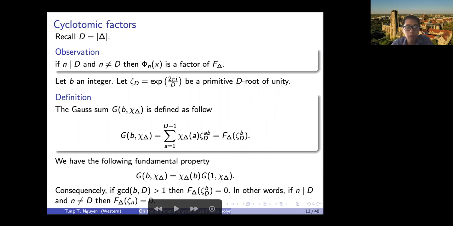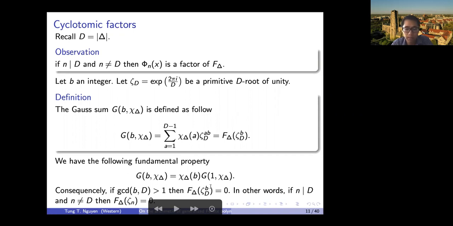And then there is the fundamental property of the Gauss sum, which basically says that you can take the b out and calculate the Gauss sum at 1. That's enough. A direct consequence of this is that if b and d are not relatively prime, then by definition chi of b equals 0. So in other words, the evaluation of the Fekete polynomial at zeta d to the power b has to be 0.